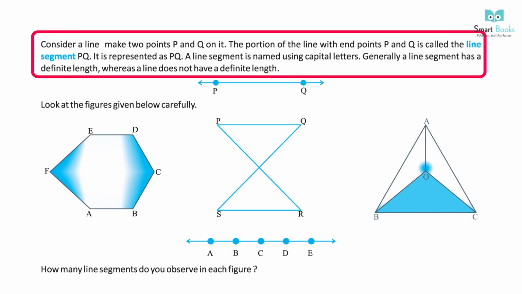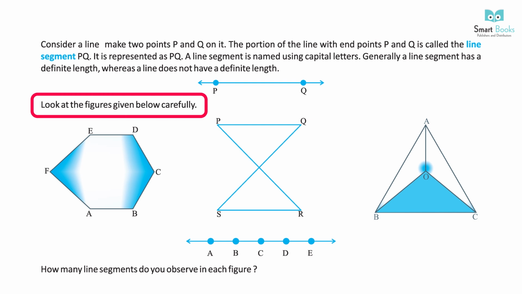Consider a line. Mark two points P and Q on it. The portion of the line with endpoints P and Q is called the line segment PQ. It is represented as PQ. A line segment is named using capital letters. Generally, a line segment has a definite length, whereas a line does not have a definite length.